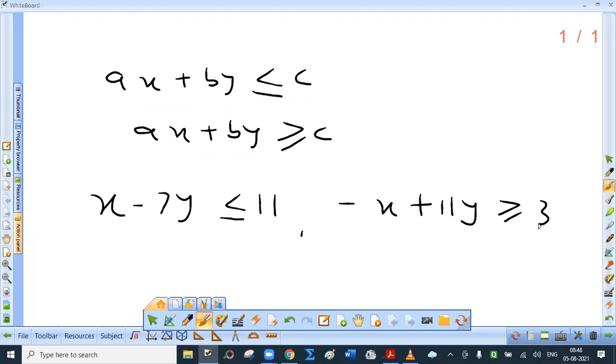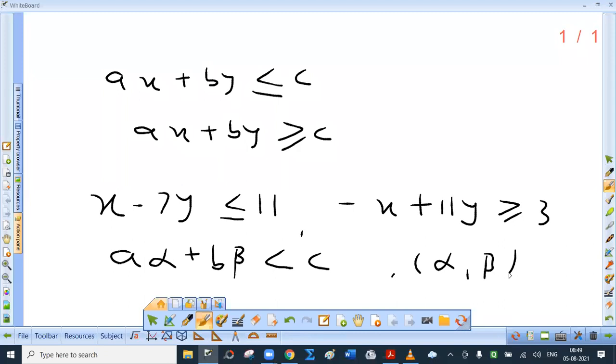Now, what can you say about the solution of linear inequations in two variables? If a value alpha of x and a value beta of y are such that a alpha plus b beta is less than c, then the ordered pair (alpha, beta) is said to satisfy the inequation ax plus by less than c, and (alpha, beta) is called a solution of the inequation ax plus by less than c.